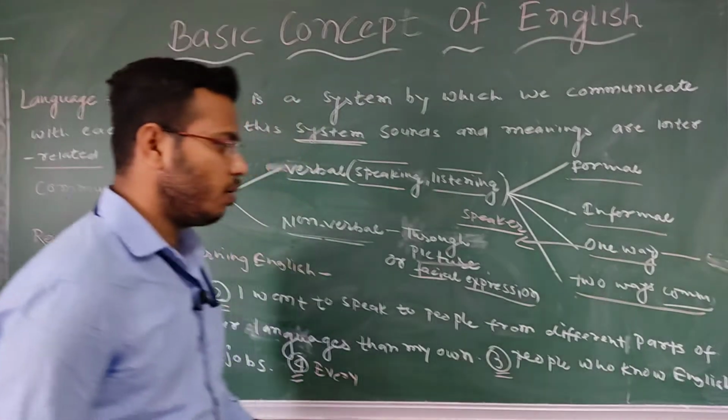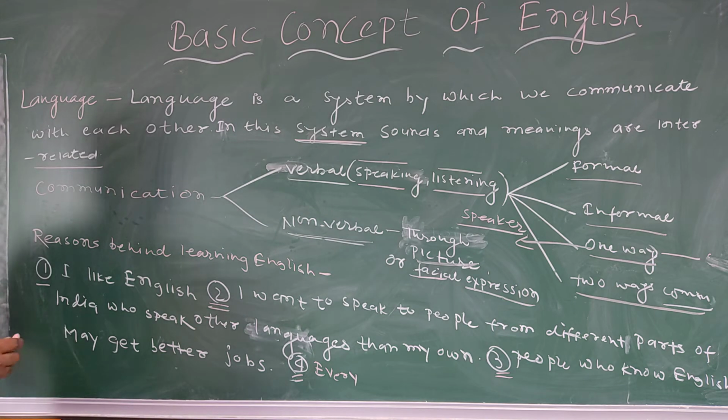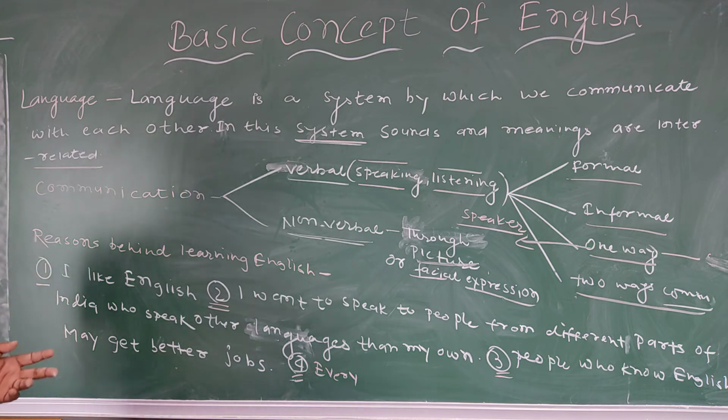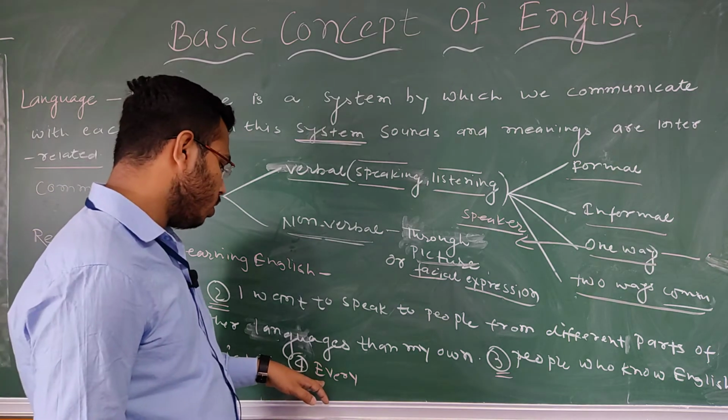So English has a very important role in today's time, especially in companies, in interviews, and in modern science and technology. When we go to the importance of English language, we will discuss the possible importance of English and why it is prevailing in our society so rapidly. So the third point we have covered, right? People who know English may get better jobs. What is the fourth point?